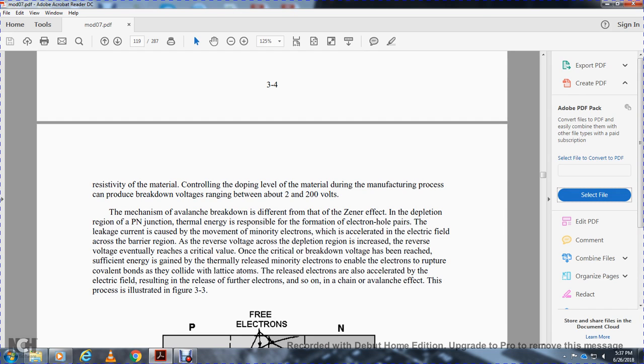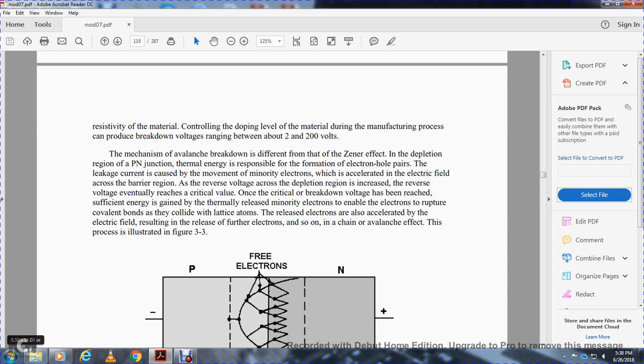As the reverse voltage increases across the depletion region, it eventually reaches the critical breakdown voltage. Sufficient energy is gained by the thermally released minority electrons to rupture covalent bonds as they collide with the lattice. The released electrons are also accelerated by the electric field, resulting in the release of further electrons, and so on, a chain effect called the avalanche effect, illustrated in Figure 3.3.